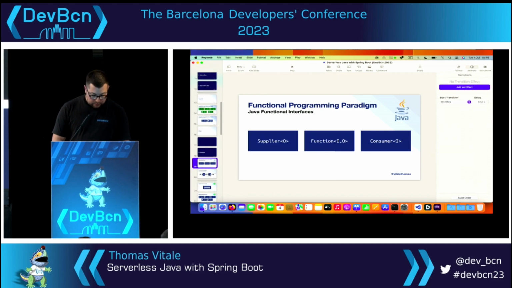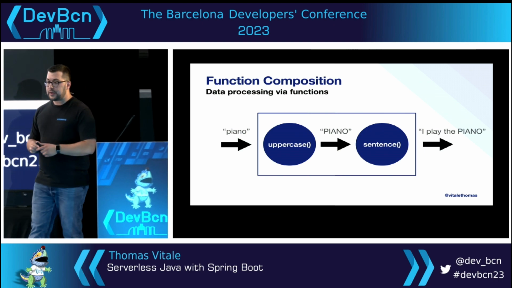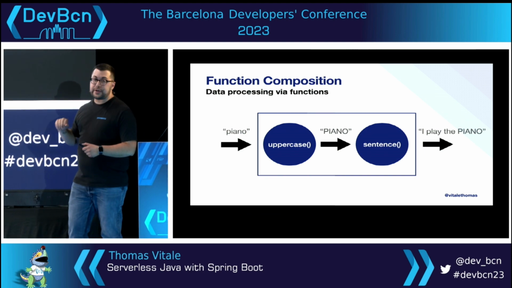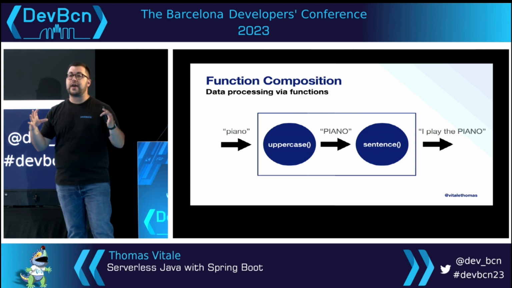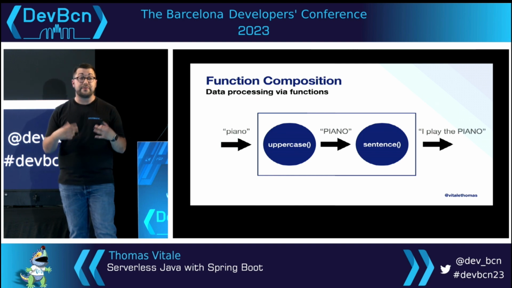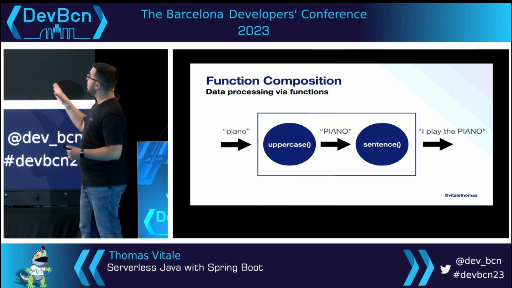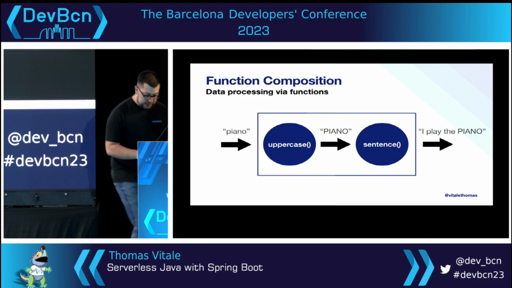Actually, let me show you this first. So this is the business logic for today. I want to provide the instrument name, and we saw that in action already. And I want to use two functions composed together to fulfill the business logic. The first function will convert the musical instrument into uppercase. The second function will build a sentence: I play the piano. Let's do that.